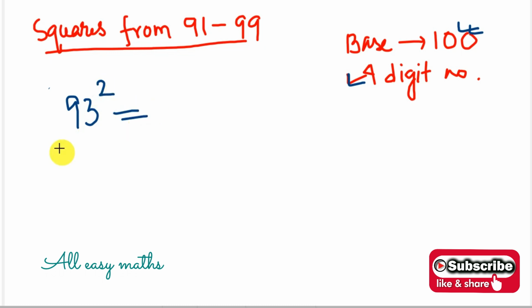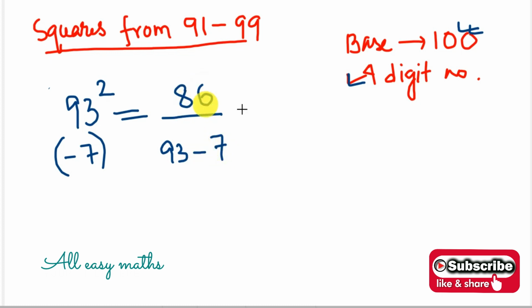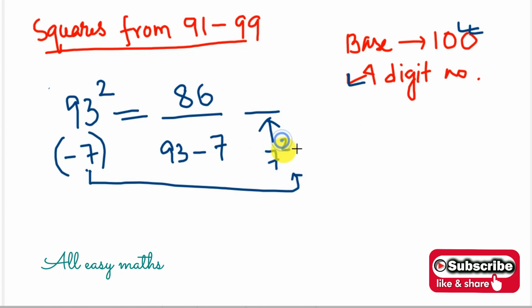Let's say 93 square. How are we going to calculate? First of all, 93 is how much less than 100? 7. So the first 2 digits will be 93 minus 7, which is going to be 86. So the first two digits we have calculated. Now calculate the last 2 digits. It will be the key number square, that is 7 square. 7 square is 49, so we write 49. So the answer is 8649. So that's how.